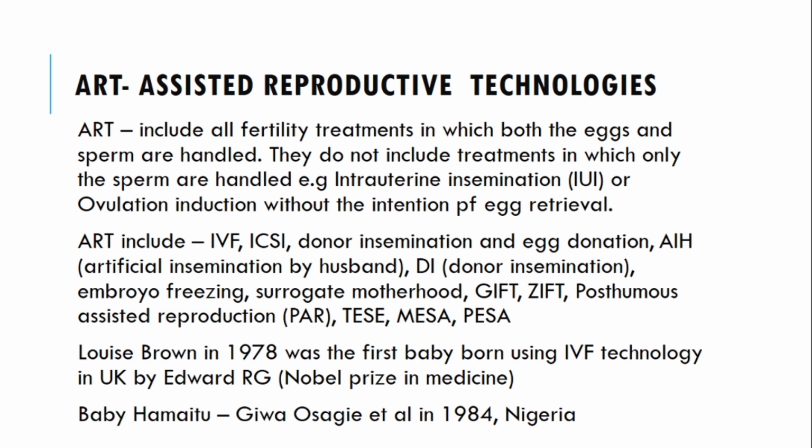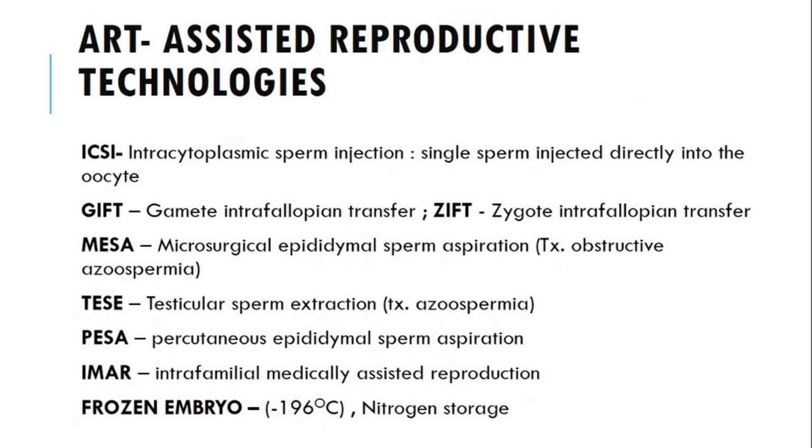Remember that Louise Brown in 1978 was the first baby to be born with in vitro fertilization technology in the UK by Edwards and Steptoe, Nobel Prize winner in medicine. And in Nigeria here in 1984, our own baby Hamaitu was born by Giwa-Osagie et al. These are different forms of assisted reproductive technologies, and the frozen embryo transfer. Embryos are also stored at minus 196 degrees Celsius in liquid nitrogen.